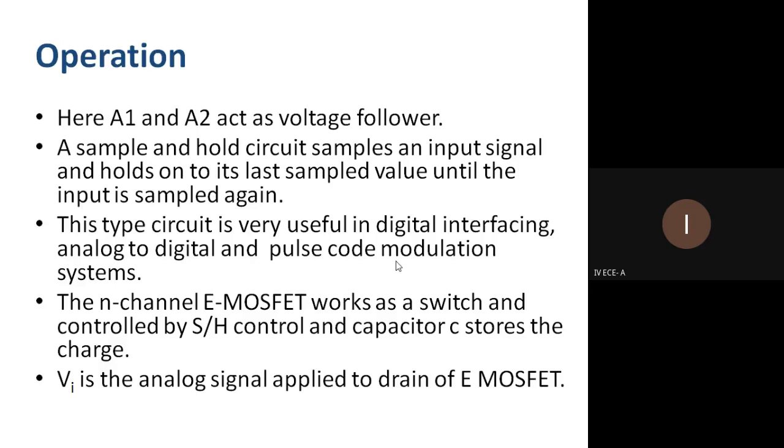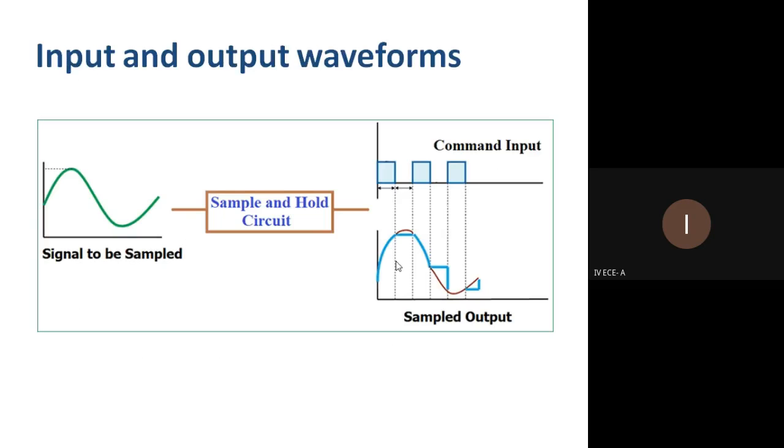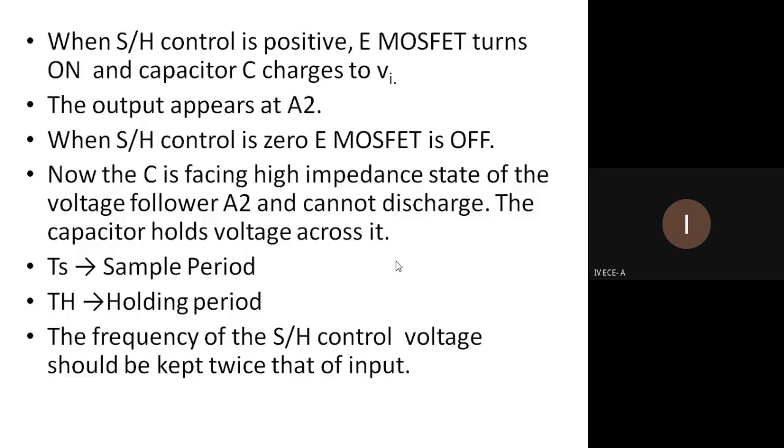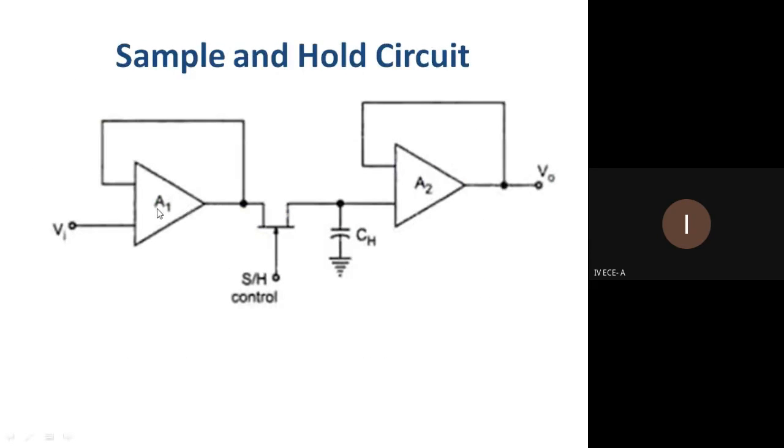Here A1 is acting as a voltage follower, and A2 is also a voltage follower. The input signal VI is given to A1. The sample and hold control voltage is given to the E-MOSFET, and that is connected to the holding capacitor. This capacitor determines the timing, and it is given to A2, which is simply a voltage follower circuit. Two voltage followers are connected in series through a MOSFET and a capacitor.